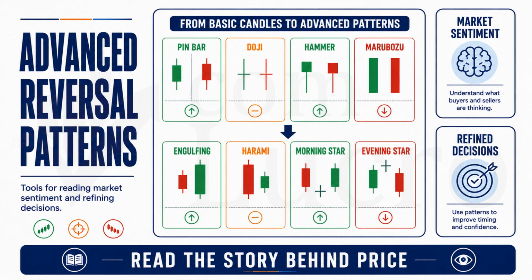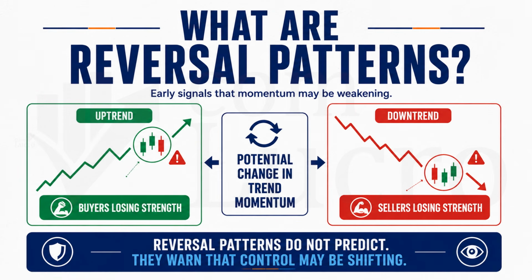If you've been following along, you already understand the structure and function of basic candlestick patterns like pin bars, dojis, hammers, and the Marubozu. These were key to identifying trend reversals and continuations. Now, let's start by talking about reversal patterns.